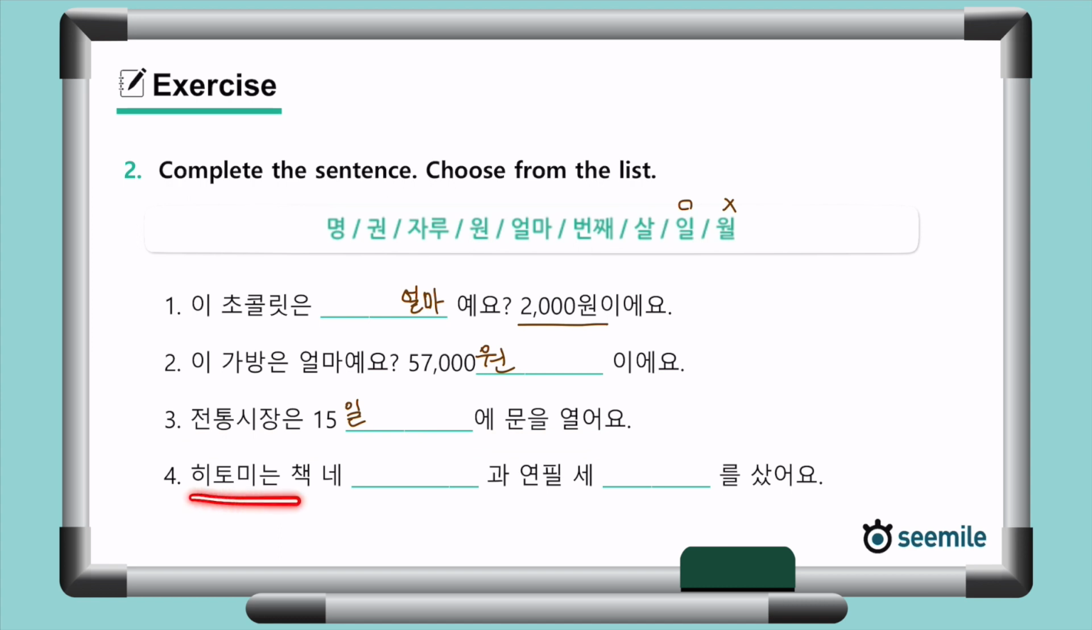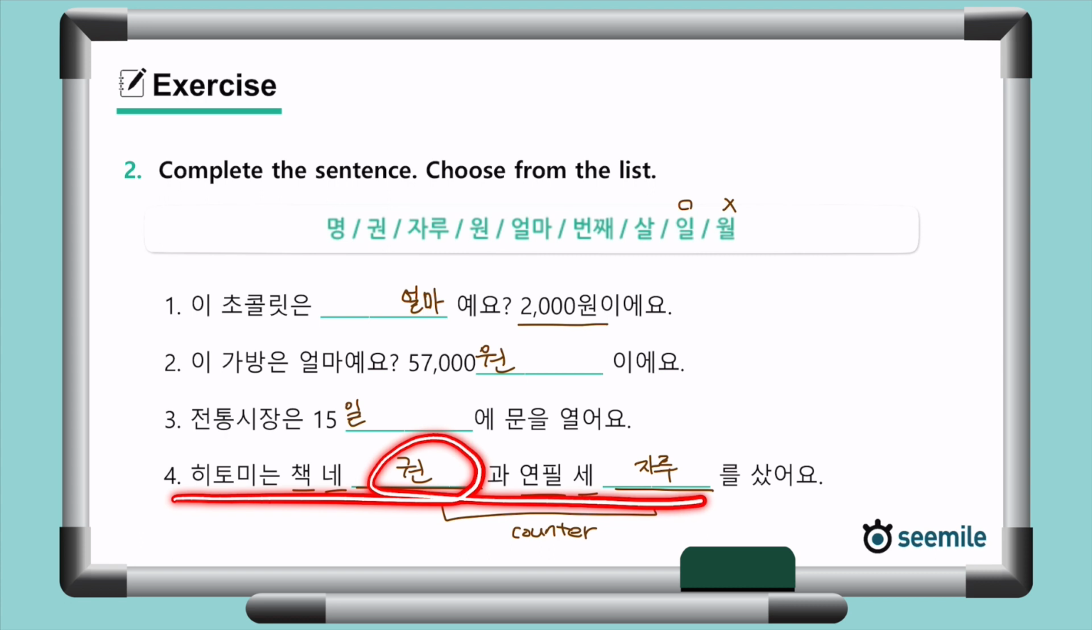Number 4. 히토미는 책 4권과 연필 3자루를 샀어요. 책, 연필, the noun, 3, the modified form of 4 and 3. So the blanks are where the counter words for each object should go. The unit for counting books is 권, and that for pencils is 자루. So 히토미는 책 4권과 연필 3자루를 샀어요.